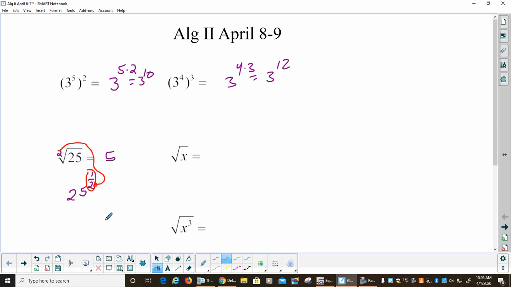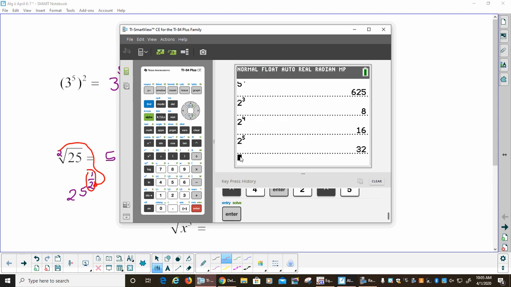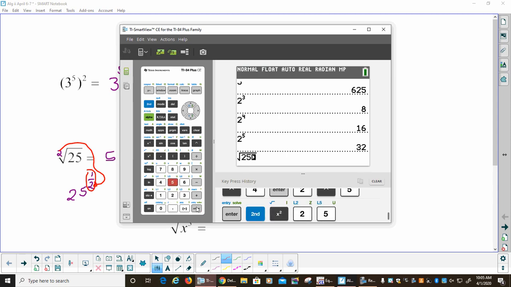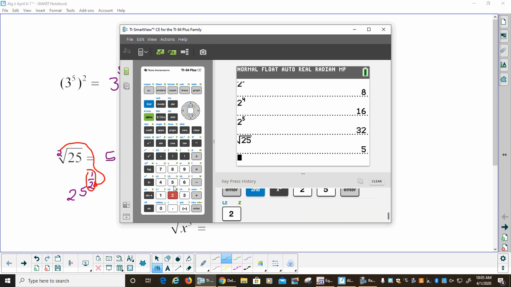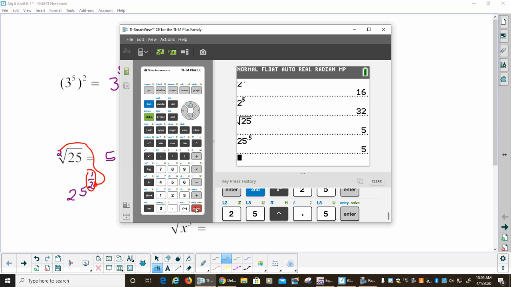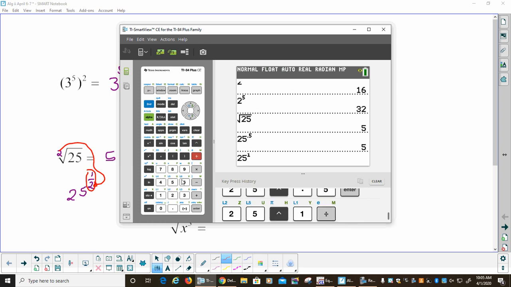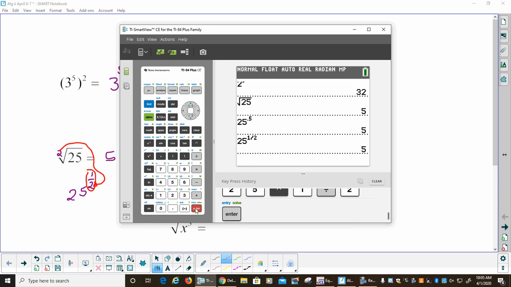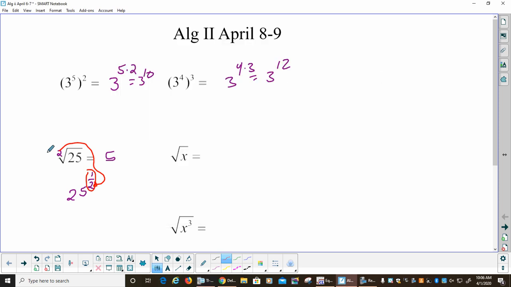Okay, and if you want to see it, I'll prove it to you. You know the square root of 25 is 5. Well, 25 raised to the 1/2 power is 5. Or 25 raised to the 1 divided by 2, whichever way you want to type it. It's a 5. Okay? So coming back to this, I'm just proving to you that this notation is the same thing as this. So here, that's x to the 1/2.